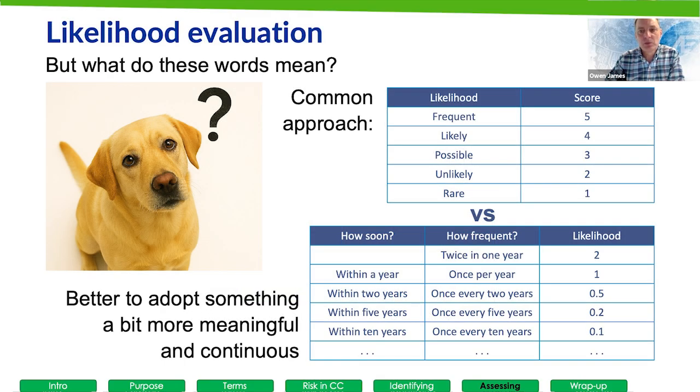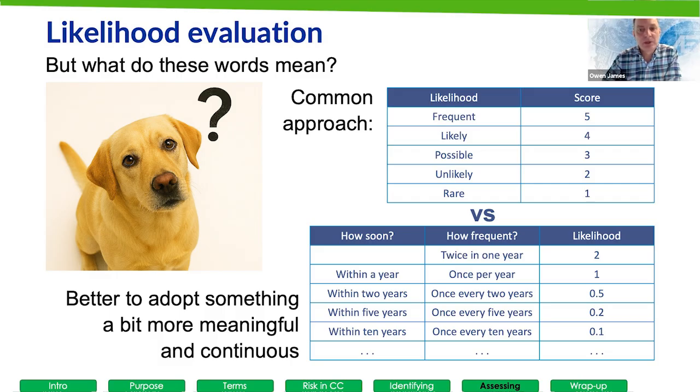For likelihood, we need some form of scale from something that is not very likely, e.g. rare, to something that is very likely or very frequent. The table on the top right shows how it is commonly expressed. But what does this really mean? We use these terms, but two people may interpret these terms very differently. We need a less ambiguous approach to understand likelihood.